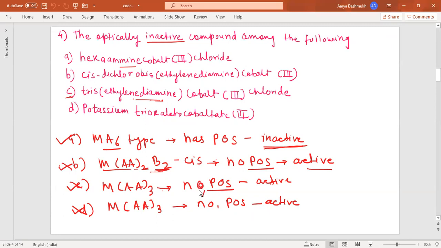So you can remember these also. You just can remember these combinations, or these types of complexes, which will not have a plane of symmetry, and those will be optically active ones. So the only one we are left with has a plane of symmetry, so it will be optically inactive. Okay. Now the next one, comparatively, it's an easier one.